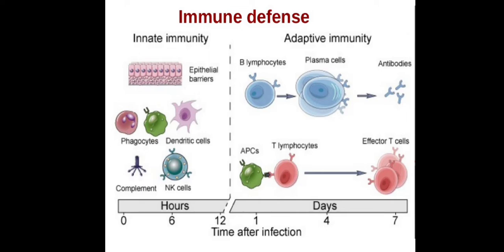For example, B lymphocytes have to transform into plasma cells, where they produce antibodies, and these antibodies act against these microbes. Same way with T lymphocytes. They need to be presented with these antigens. APCs are nothing but antigen presenting cells like dendritic cells, macrophages, etc. They will present the antigens to the T lymphocytes, and these T lymphocytes become effector T cells and tackle these antigens.